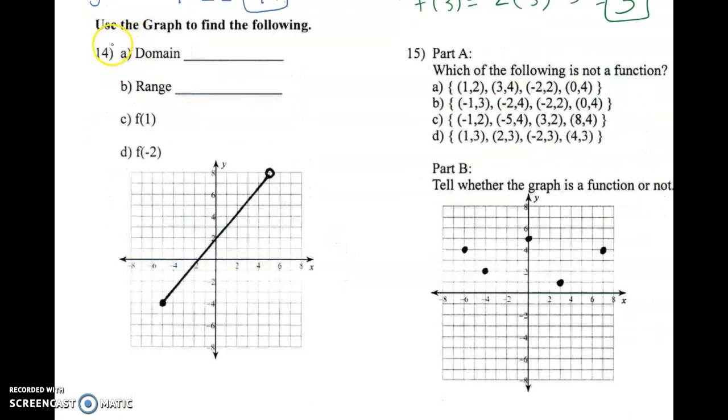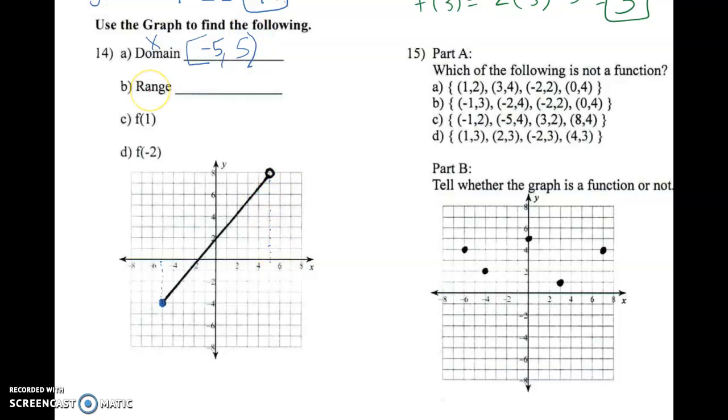Okay, for number 14, it says use the graph to find the following. So if I'm looking at this graph, it says to find the domain. Well, I remember that my domain is my x values. So I'm looking at my x values, and it looks like I'm going from -5 all the way to +5. So I have to decide which brackets to use here, and since this is a closed circle, that value is included and I use a bracket. And since this is an open circle, that's going to be a parentheses.